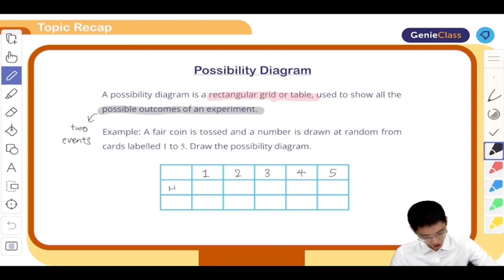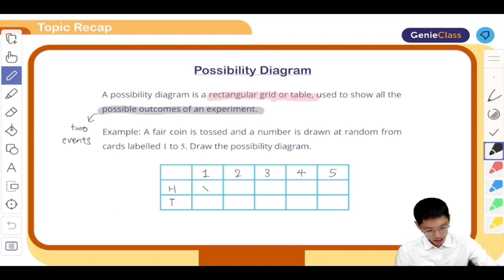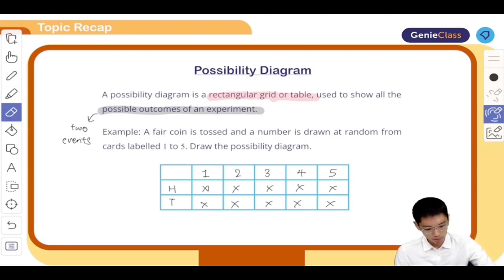So that's why I have H and T. And what we do with the possibility diagram is we label all my possible outcomes with these crosses over here. Okay, so this is an example of a possibility diagram over here as such.